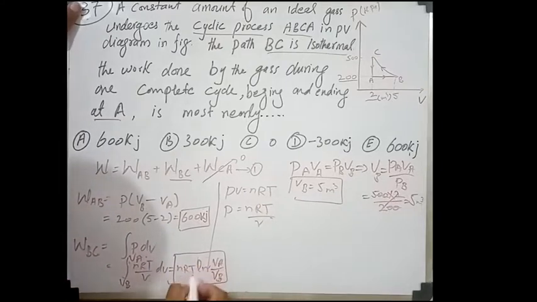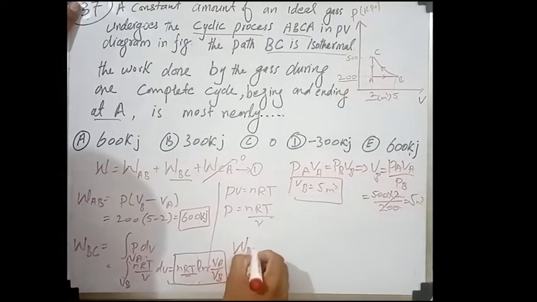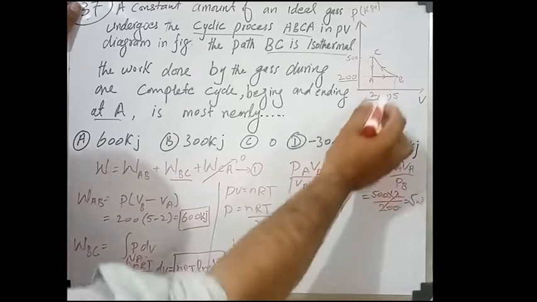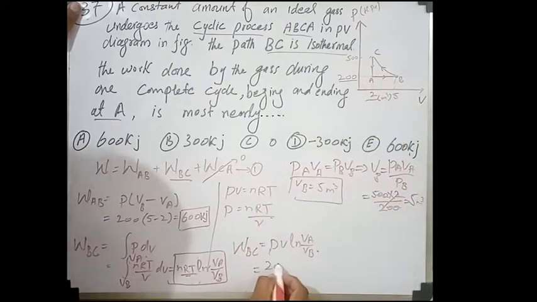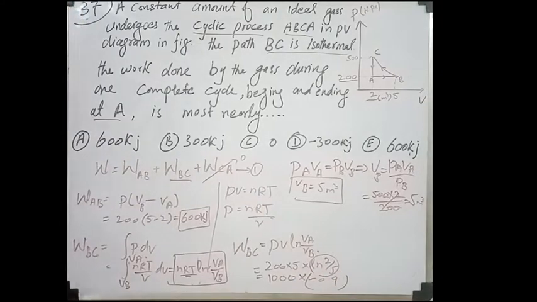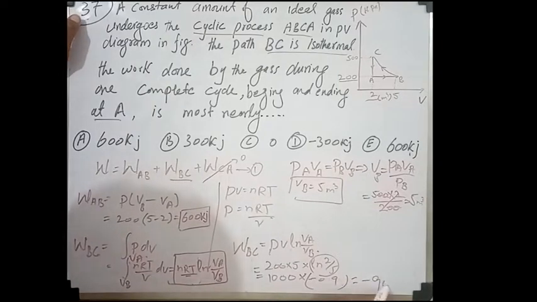Putting values here, nRT is equal to PV at this place. So the work done from B to C is equal to PV ln of VA over VB. P and V at this place, so this is 200 multiplied by 5 multiplied by ln of 2 over 5. This is 1000 multiplied by ln of 2 by 5, approximately equal to minus 0.9. So if you multiply it, this is approximately equal to minus 900.